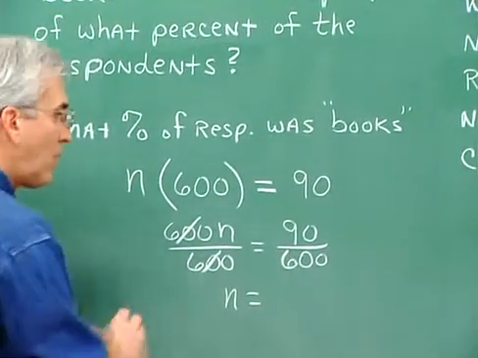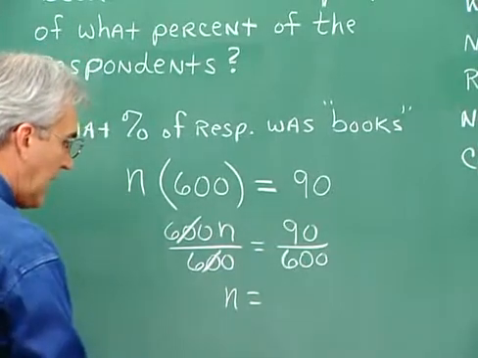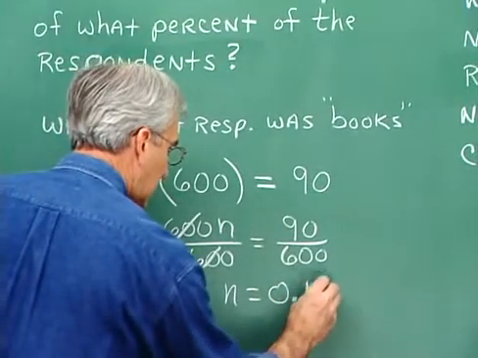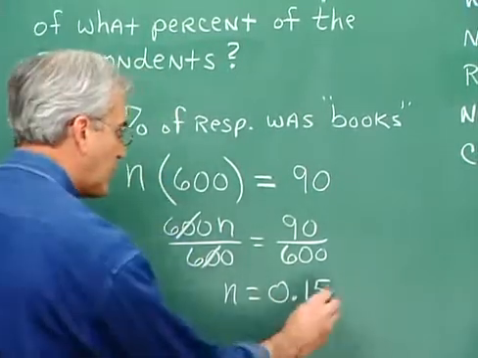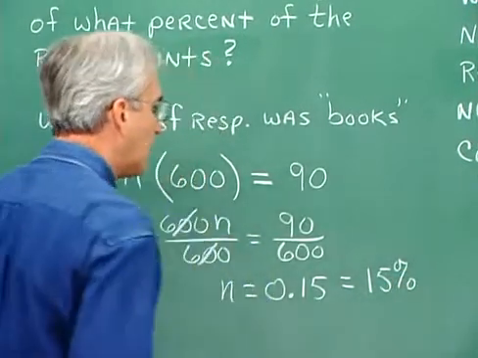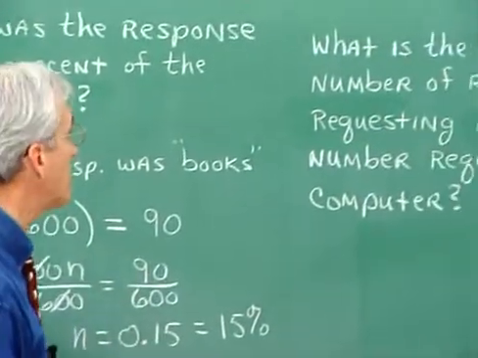Now, remember that we want some percent here for N, so we're going to write this as a decimal, and it turns out to be this decimal, and that decimal turns out to be 15%. So 15% of the respondents selected books. Here's another question associated with the same problem.